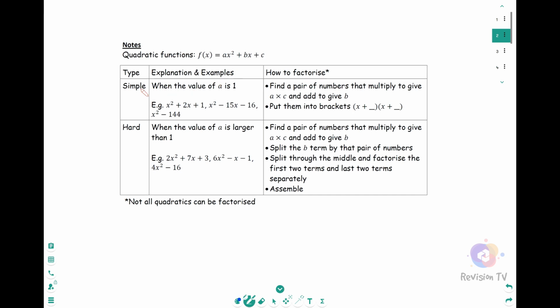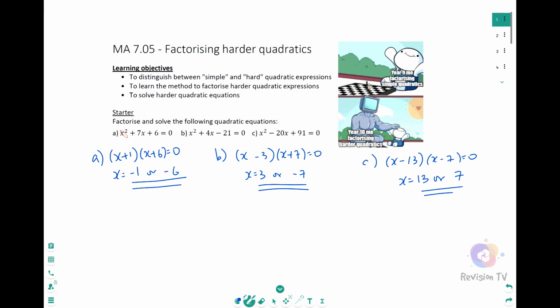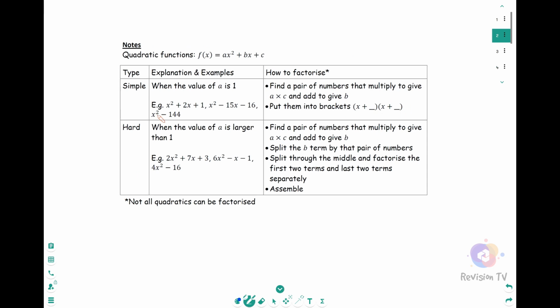Right, so the simple quadratic ones you have learned, like you've done in the starter, are the ones with the coefficient of x squared as 1. So you can see the number in front of x squared is always 1 in here. And these are what we call the simpler ones. So when the value of a, as in the coefficient of x squared, is 1, if you want to highlight a to color code it for yourself, so you know this a refers to the number in front of x squared. To factorize it, you want to work out a pair of numbers that multiply to give you the c value, and add to give the b value, and put them in the brackets.